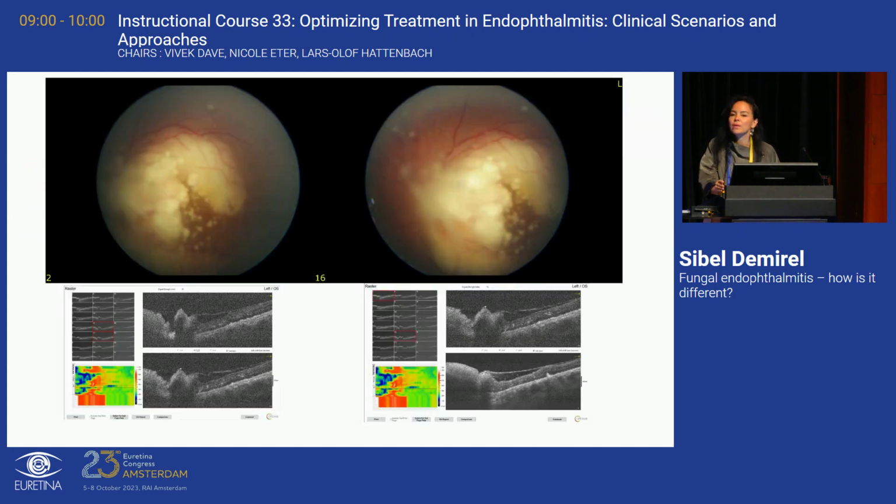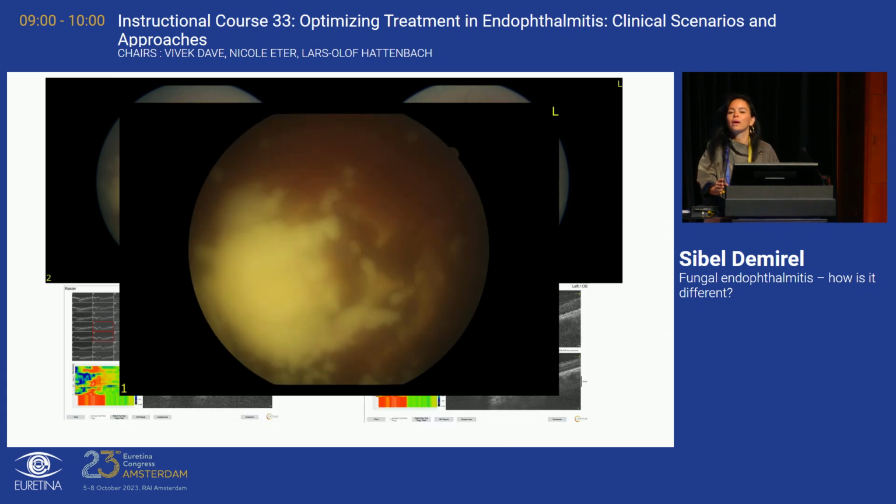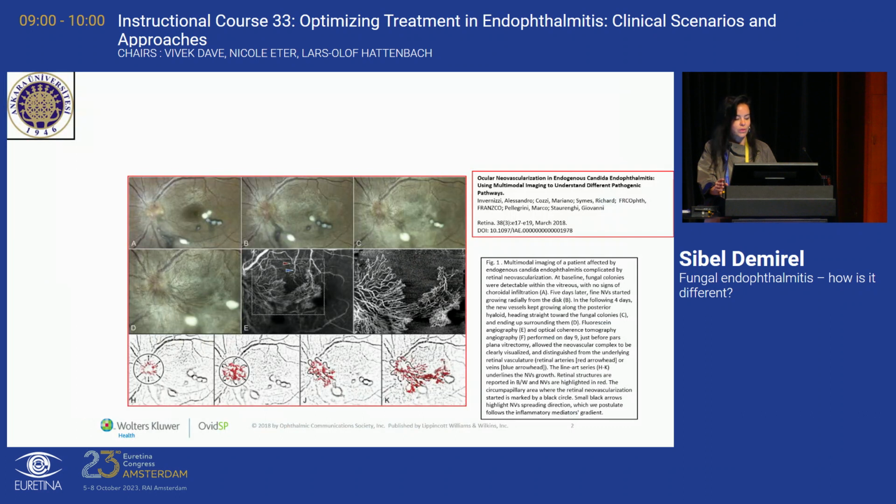Here you see a very typical example of Candida infection, as there are a lot of snowballs in the vitreous, and there is a projecting mass coming from the choroid protruding into the vitreous. Corresponding to that area, the OCT shows chorioretinitis and a mass going through all retinal layers. This patient got worse even though the patient was under treatment.